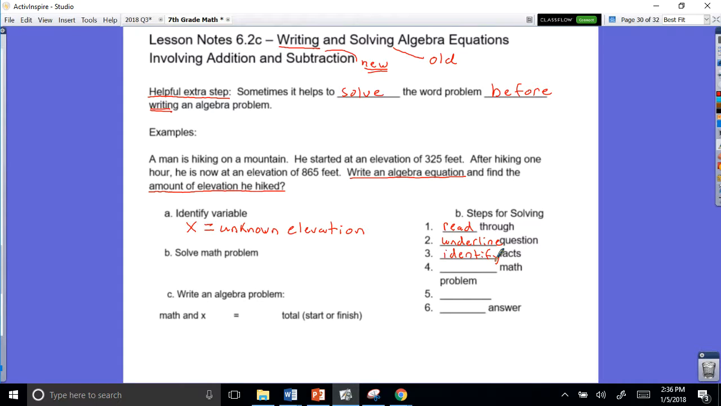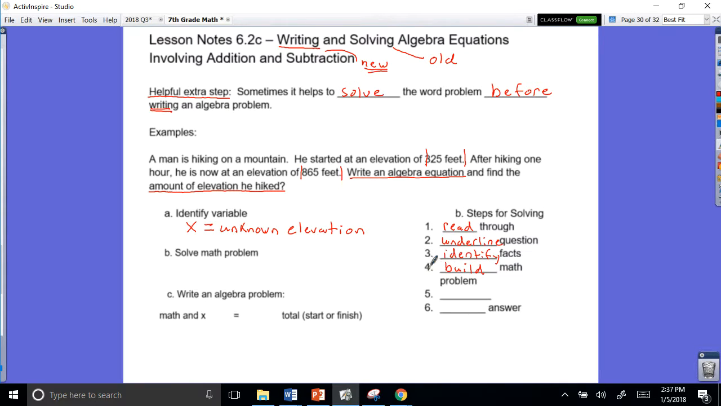All right, so here is our first math fact. He started at an elevation of 325 feet. After hiking 1 hour, he is now at an elevation of 865 feet. Okay, those are the 2 numbers we're going to use. Number 4, we're going to build the math problem, just like we've been doing in all the other word problems from this year.